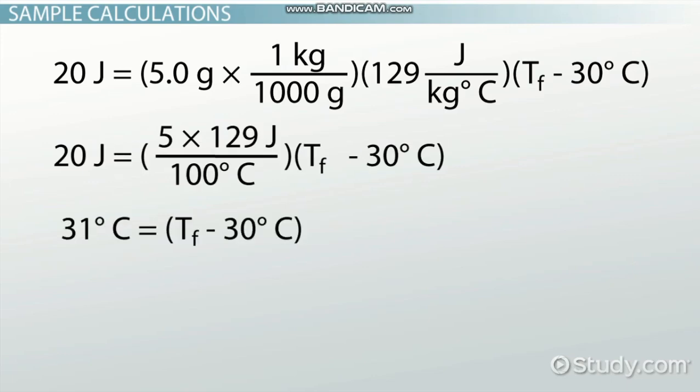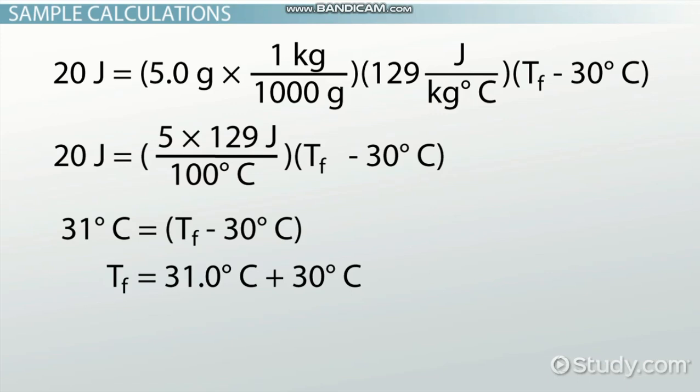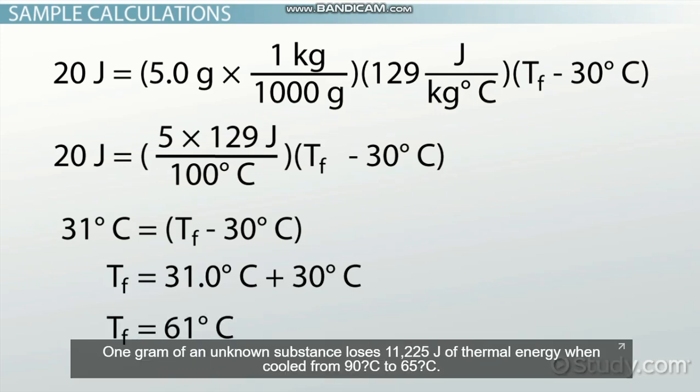Then, solve for the final temperature. 31 degrees Celsius equals T final minus 30 degrees Celsius. T final equals 31 degrees Celsius plus 30 degrees Celsius. T final equals 61 degrees Celsius.